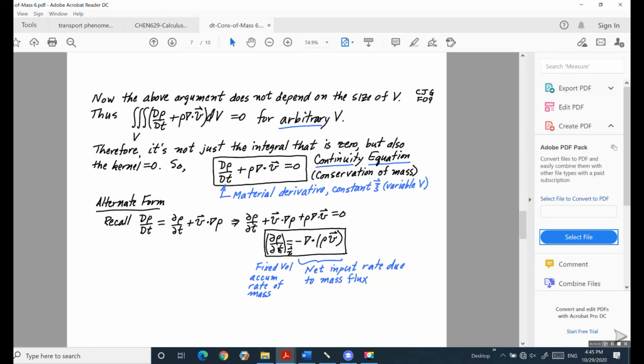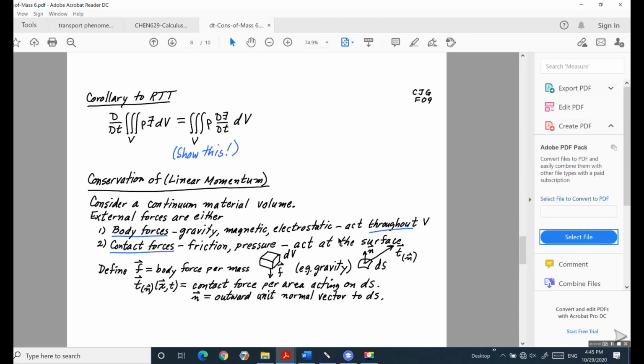And this left side has the physical meaning: the accumulation rate of mass in the fixed volume, and the net input rate due to mass flux. Okay, in the next video we are going to continue with conservation of momentum and conservation of energy. See you in the next video.